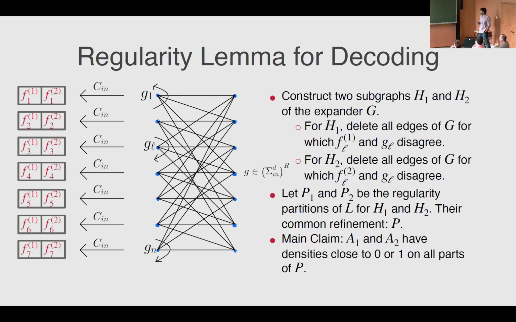Sorry, what is A1 and A2? A1, A2 is just encoding the location of the hidden code word H, whether it's the first code word or the second code word. So we said that finding H reduces to finding A1 and A2. P is in our hands as the algorithm, and we are saying that A1, A2 will have densities very close to 0 or 1 on these parts in the partition. Once we have this claim proven, the algorithm would simply be to enumerate for each part whether we entirely take it or don't take it.